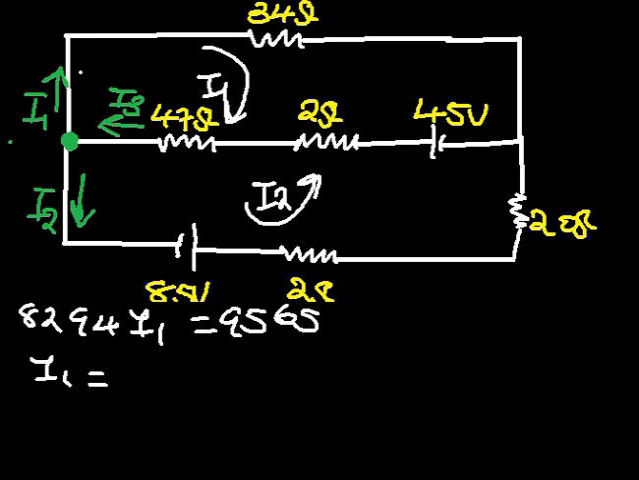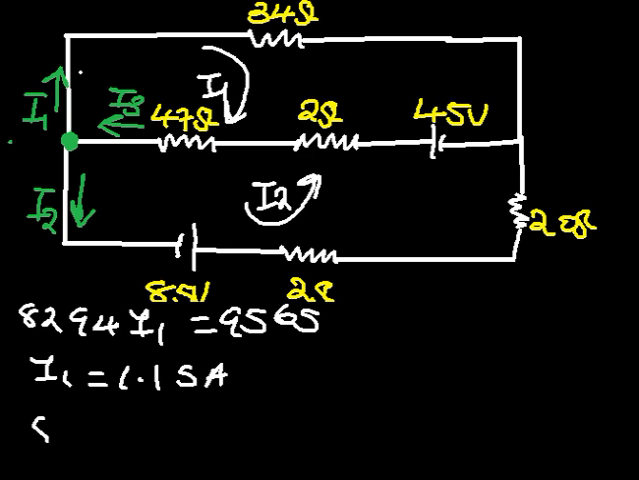So in this case, we'll have 95.65 divided by 82.94. That will give about 1.15 amps. So that is the value of the current I1. Then we have to substitute I1 into the other equation.